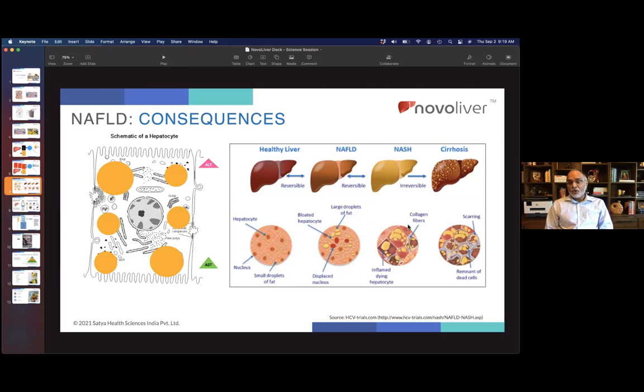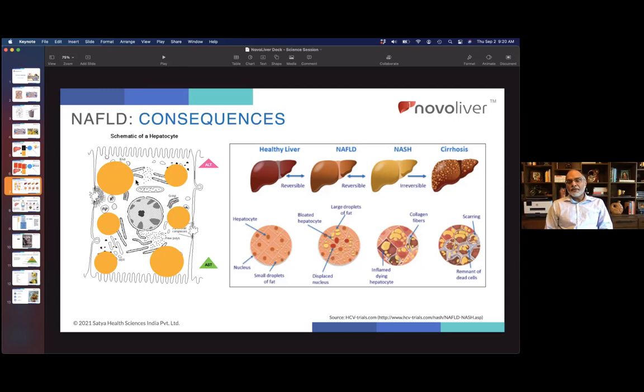If there is so much fat that the white blood cells are coming and injuring the area, we use the suffix -itis. So hepatitis means injury to the liver. It doesn't mean hepatitis A, B, or C. It just means injury to the liver, in this case because of steatosis.